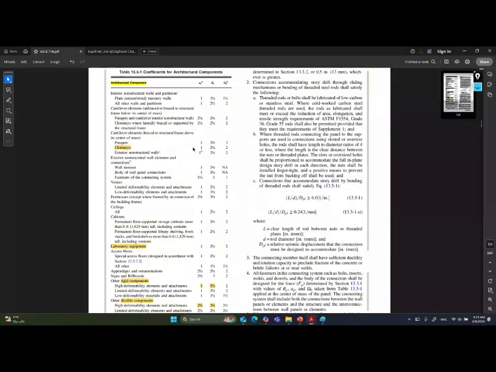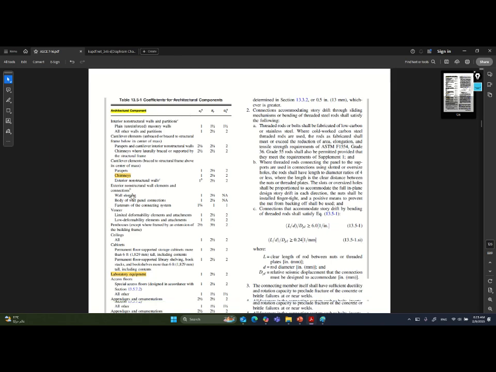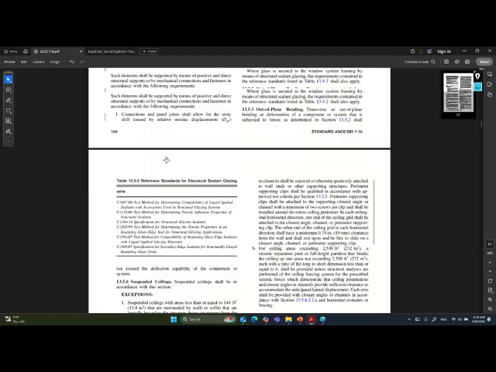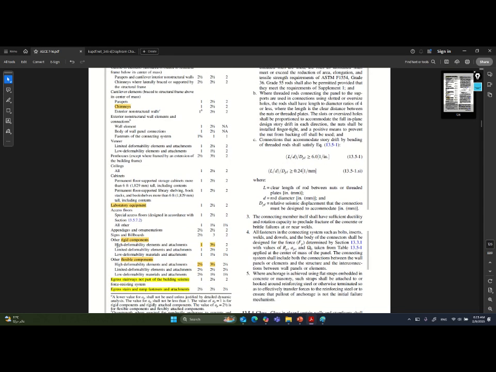Also, this table is the coefficient for architectural components. So if you want to design architectural components, that is the one. Okay, because it is components. As I told you, that is like chimneys. Then you will have to use this one. Laboratory equipments, other rigid components.